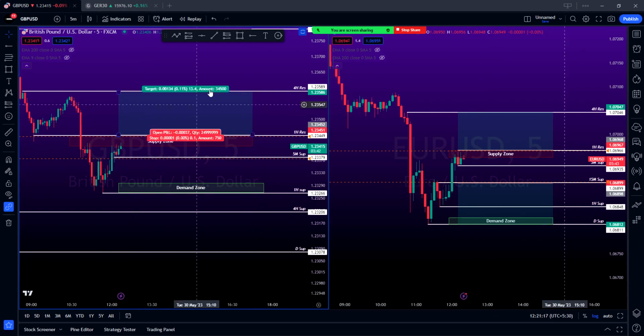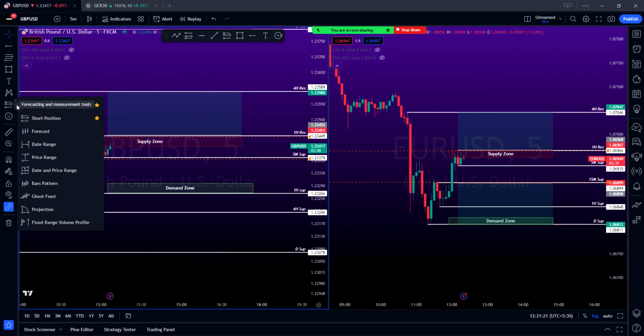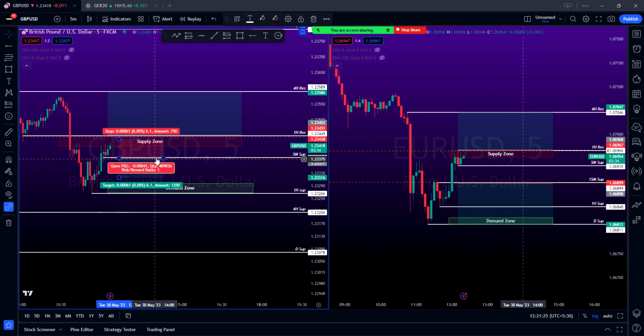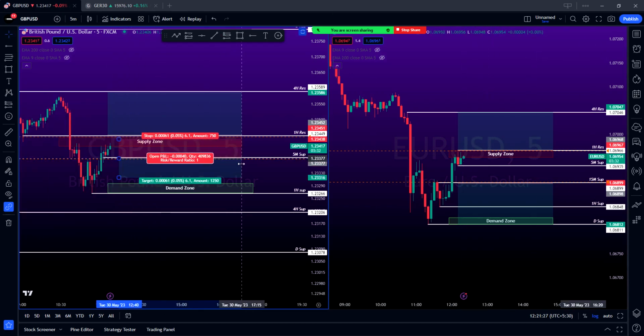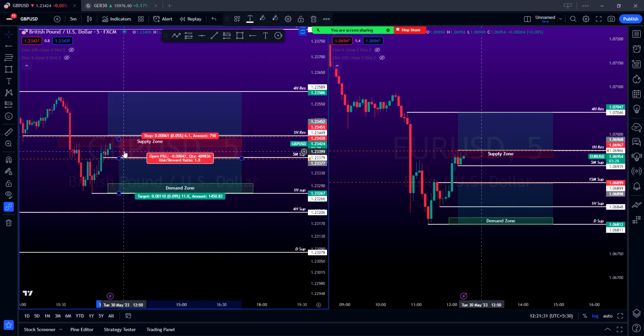For GBP also, the sells could be from our 15-minute support, from this area. If we want to drop, we can drop to our demand zone.